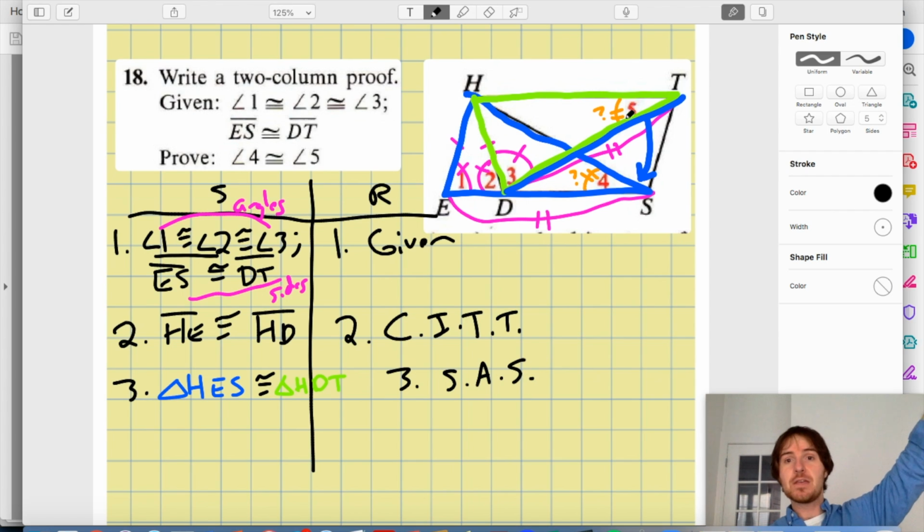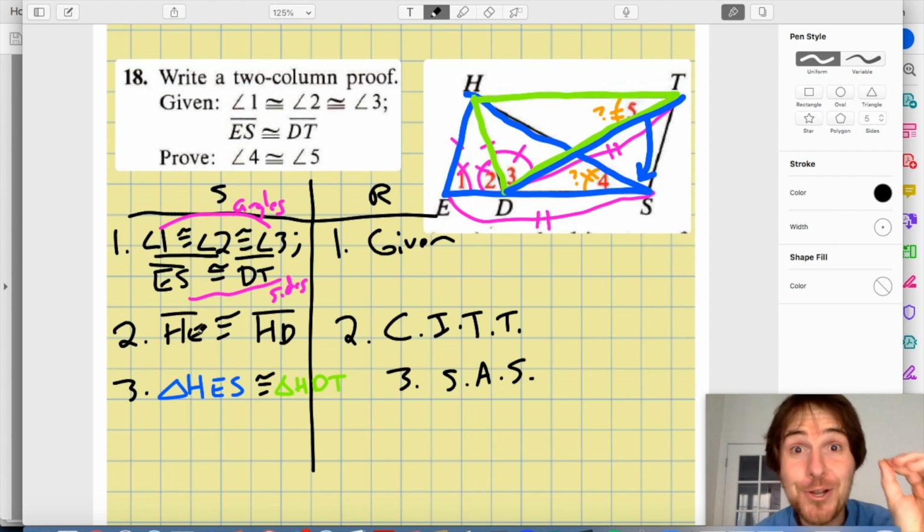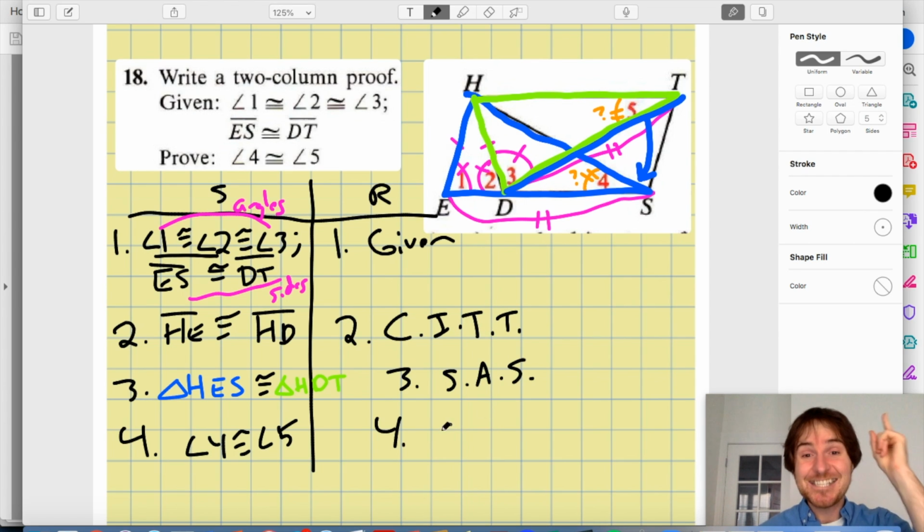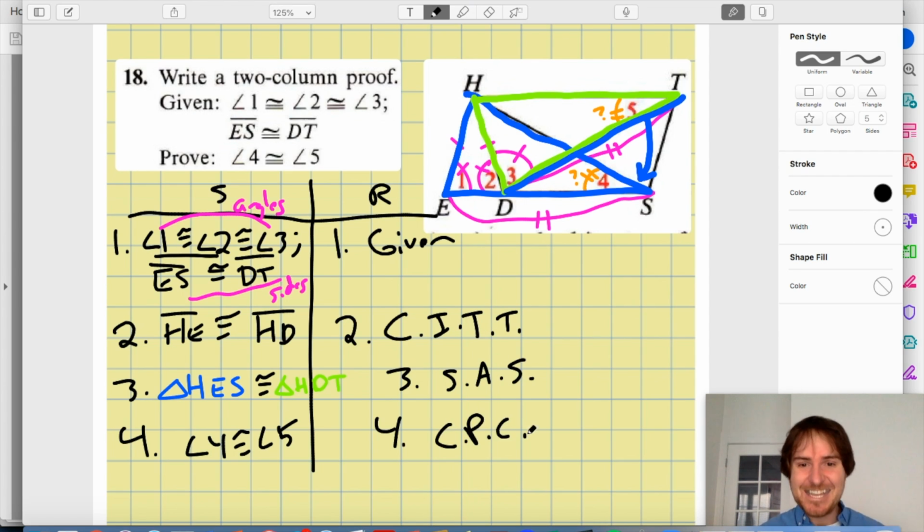So angle 5 is the angle HTD in triangle HDT. And angle 4 is angle HSE in triangle HES. So they correspond. They're corresponding parts of congruent triangles. And when we have corresponding parts of congruent triangles, what do we know? They are indeed congruent to each other. And what is the reason we write on proofs? I kind of just said it. It's CPCTC.